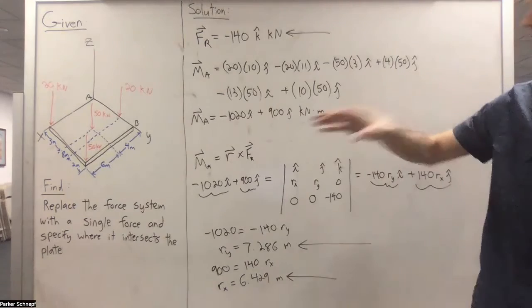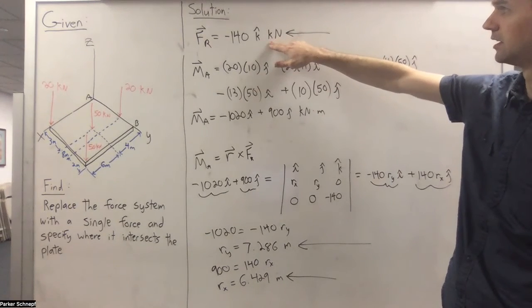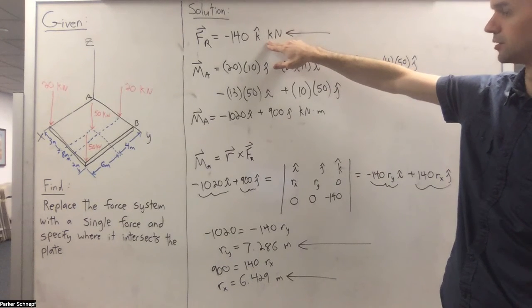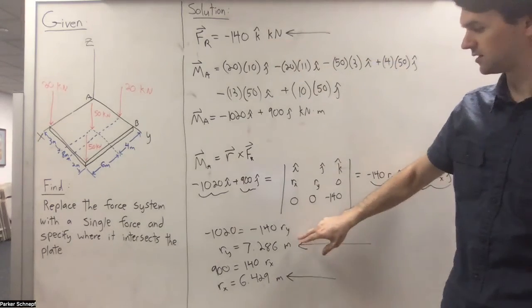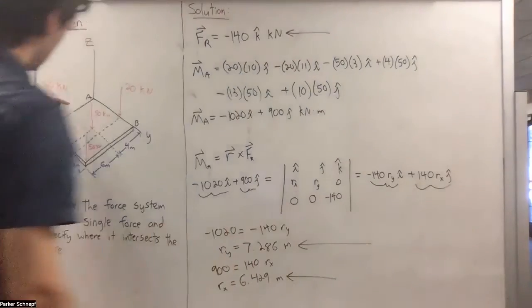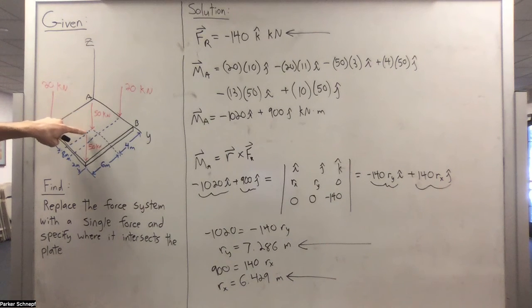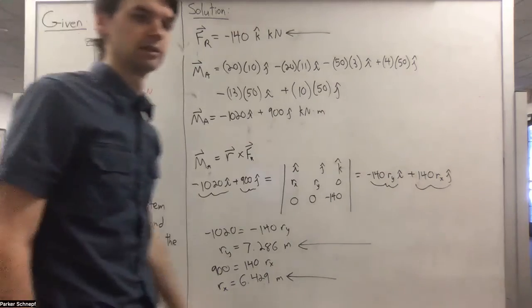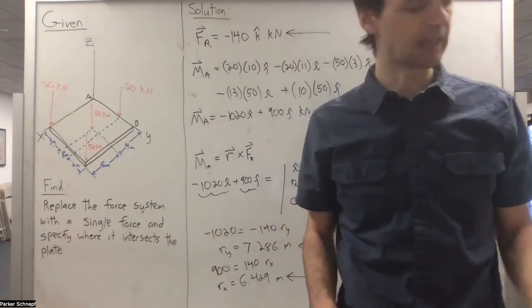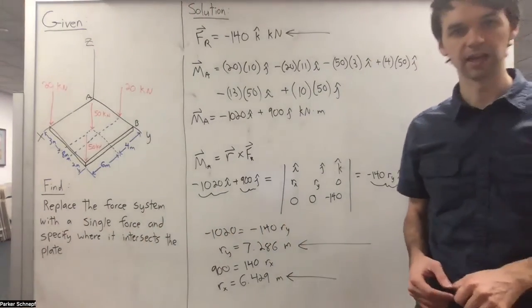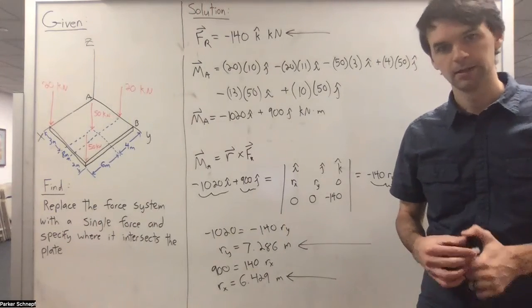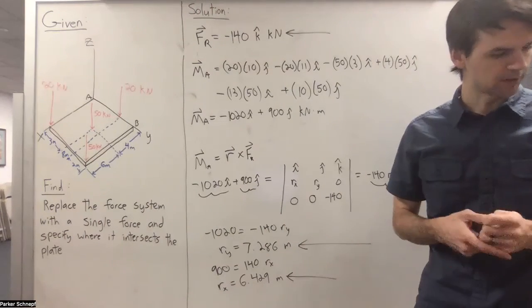So if we replace those four forces with a single force that's negative 140 kilonewtons in the negative z direction, and place it at 7.286 in the y and 6.429 in the x direction, then the system is equivalent. Our points will feel the same forces and the same moments. So that's all there really is to that.